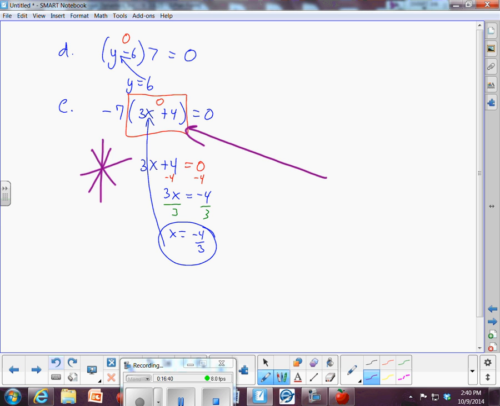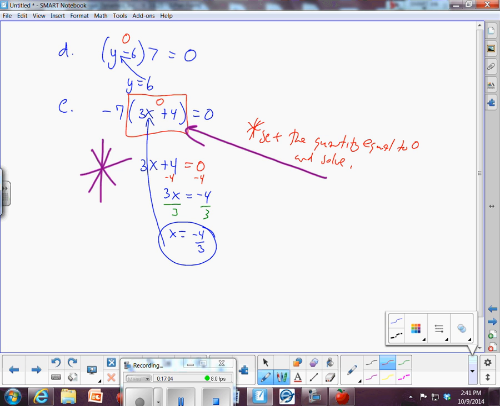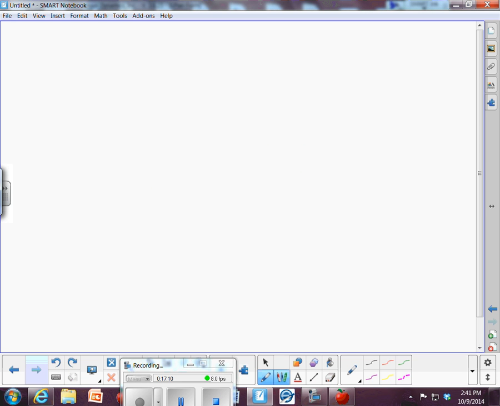Okay? So don't miss this aspect: set the quantity equal to 0 and solve for the variable. Set the quantity equal to 0 and solve. This is a key concept, and students forget it. I don't know why, because I show it to them every year, but they forget it, and therefore they don't get the problem correct. Okay, so I'm giving you a progression. I think this is E, this is F. Okay. What about this?